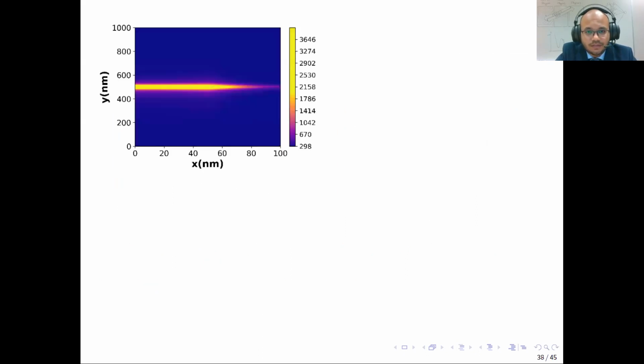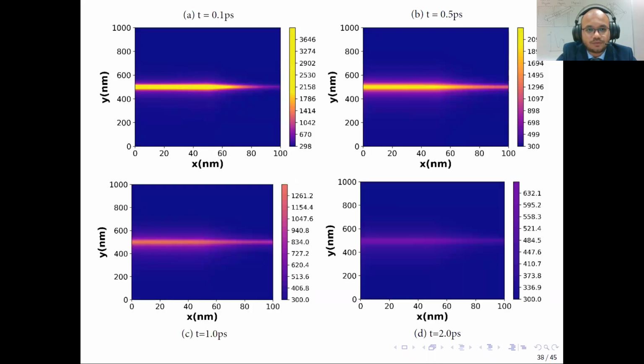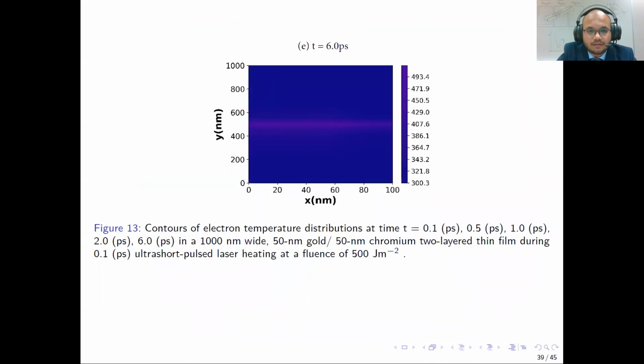Now, those are the contour plots for the electron temperature. The first one is at 0.1 picosecond. The second one is at 0.5 picosecond. The third one is at 1 picosecond. The fourth one is at 2 picosecond. And then the last one is at 6 picosecond. And those are the electron temperatures, and all the temperature is in Kelvin.